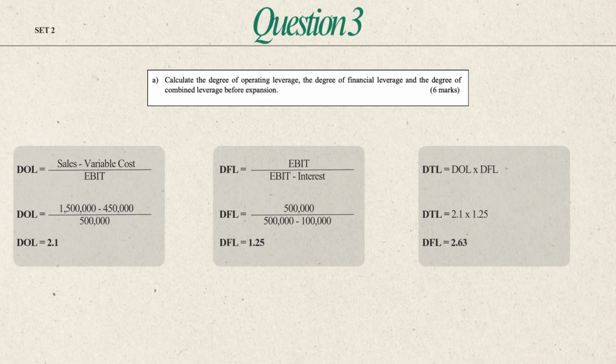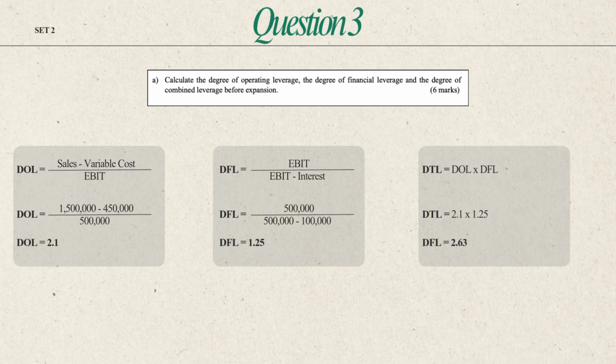So first, we calculated the degree of operating leverage. The formula for degree of operating leverage is sales minus variable cost divided by EBIT. So sales are 1,500,000 ringgit and variable costs are 450,000 ringgit. So the contribution is 1,050,000 ringgit and EBIT is 500,000 ringgit as given in the question. Therefore, the degree of operating leverage is 1,050,000 ringgit divided by 500,000 ringgit, which equals 2.1. This means that a 1% change in sales will result in a 2.1% change in EBIT.